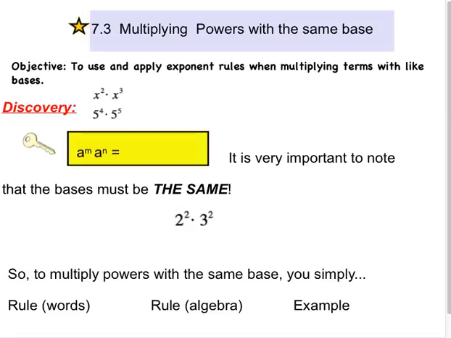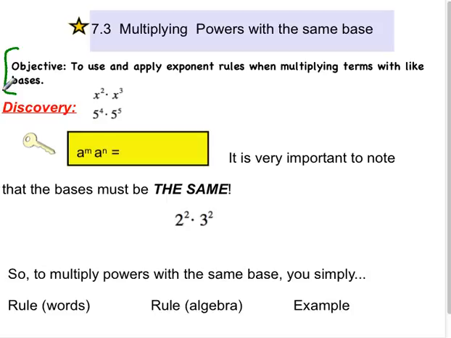In 7.3, we're talking about multiplying powers with the same base. As always, please start by writing your learning objective in the slot provided. So today's learning objective is to use and apply exponent rules when multiplying terms with like bases. Let's start with the discovery again to see if we can discover what this rule is.